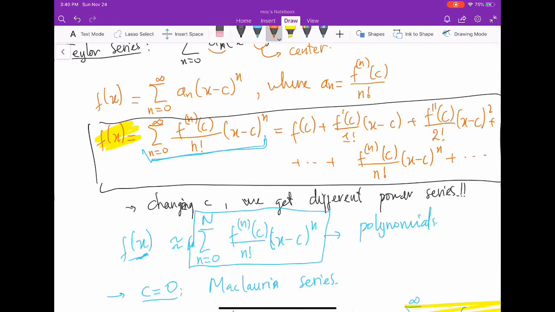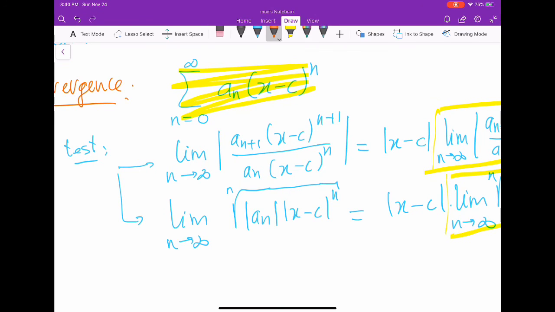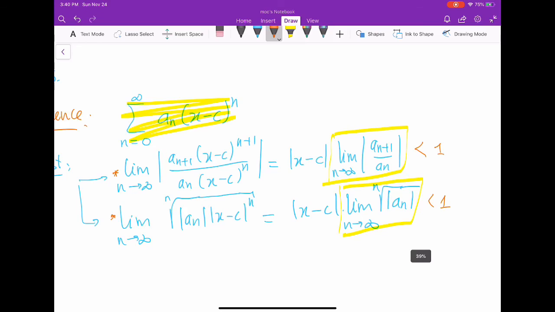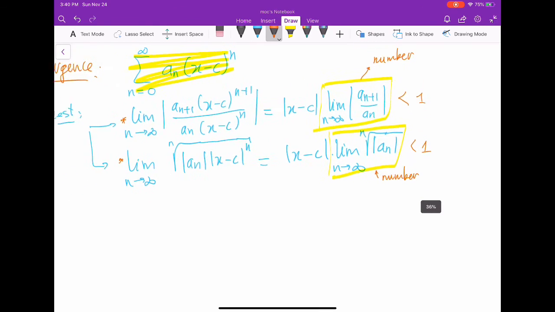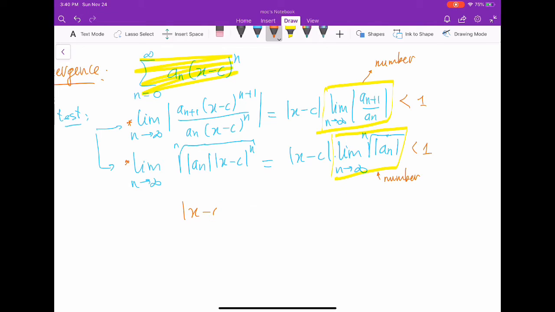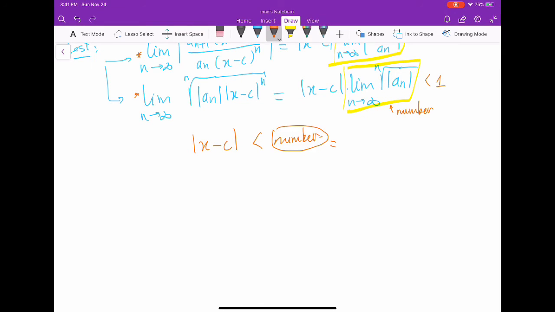So we want this power series to be correct. That means the whole thing here, this limit or this limit, should be less than 1. Once you solve that, because this limit should be a number, you can solve from here and get that the absolute value of x minus c is less than some number. Let's denote it by k0. Basically, x minus c is less than k0 and greater than negative k0. Then x should be less than k0 plus c and greater than negative k0 plus c.